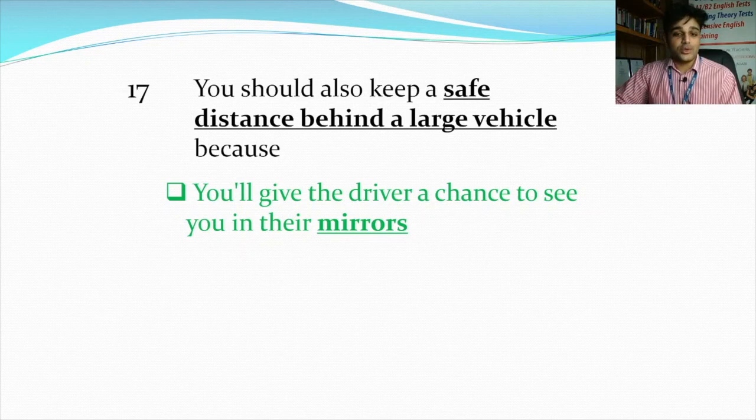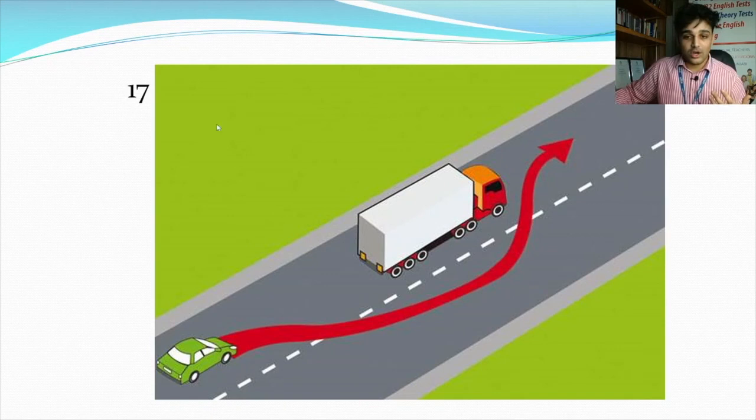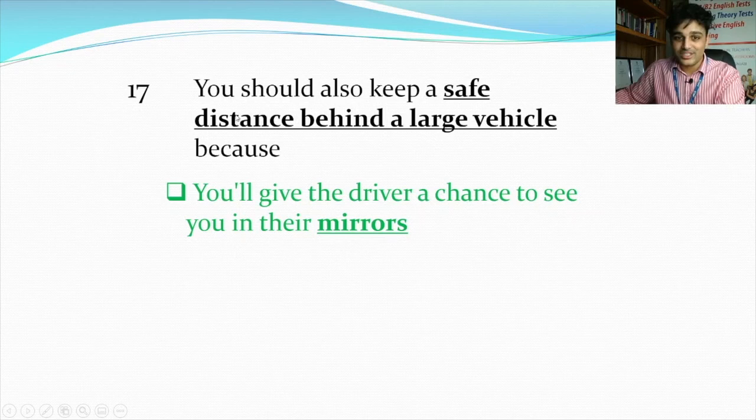Now, safe distance behind a large vehicle. What is a large vehicle? This is a large vehicle. If you as a driver, the green car, cannot see the mirrors, then that lorry cannot see you. And when you drive closer and you're positioned here and then you overtake, you're going to scare the lorry. Don't go, oh my god, where did he come from? But if you position from here where you can see his mirrors and his mirrors can see you and then overtake, it's much better. So going back to the question, you'll give the driver a better chance to see you in the mirrors, safe distance behind a large vehicle.